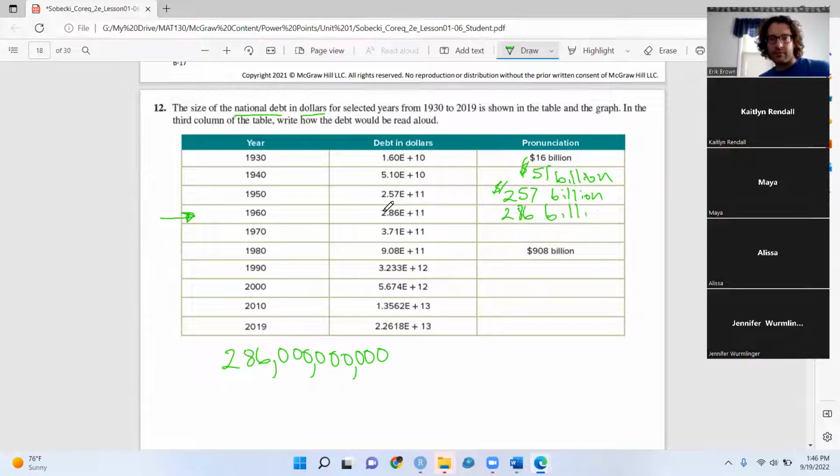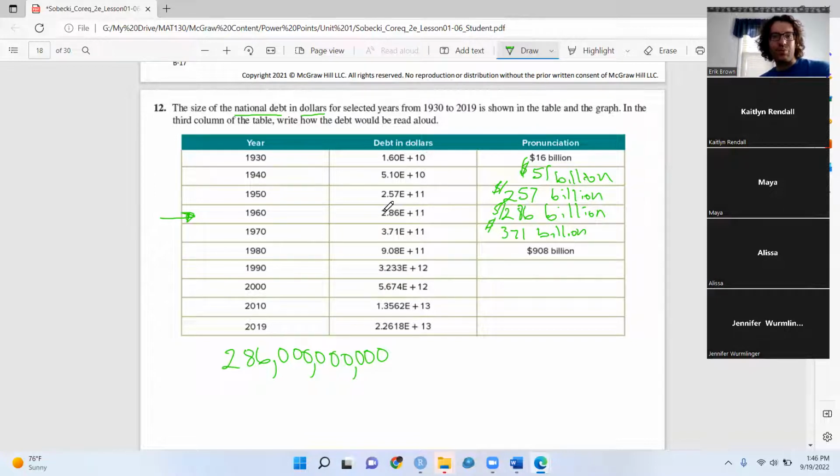So what I did to fix my mistake, sorry, because then you probably messed up all the rest, but you didn't, I did, was I actually wrote out the decimal notation with the 11 zeros. So that makes this one 371 billion. And then suddenly it jumps to 908 billion.